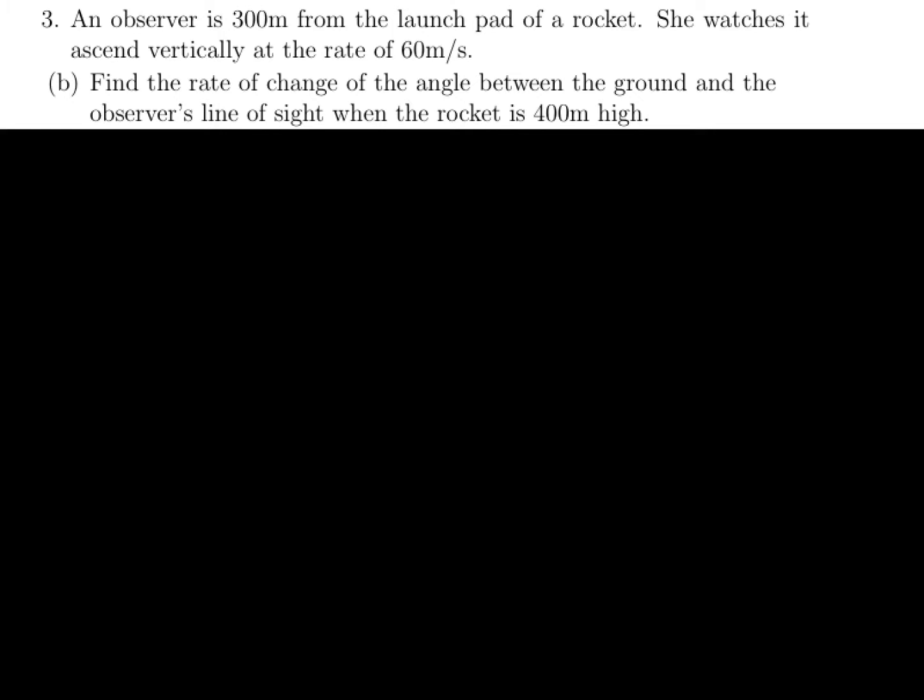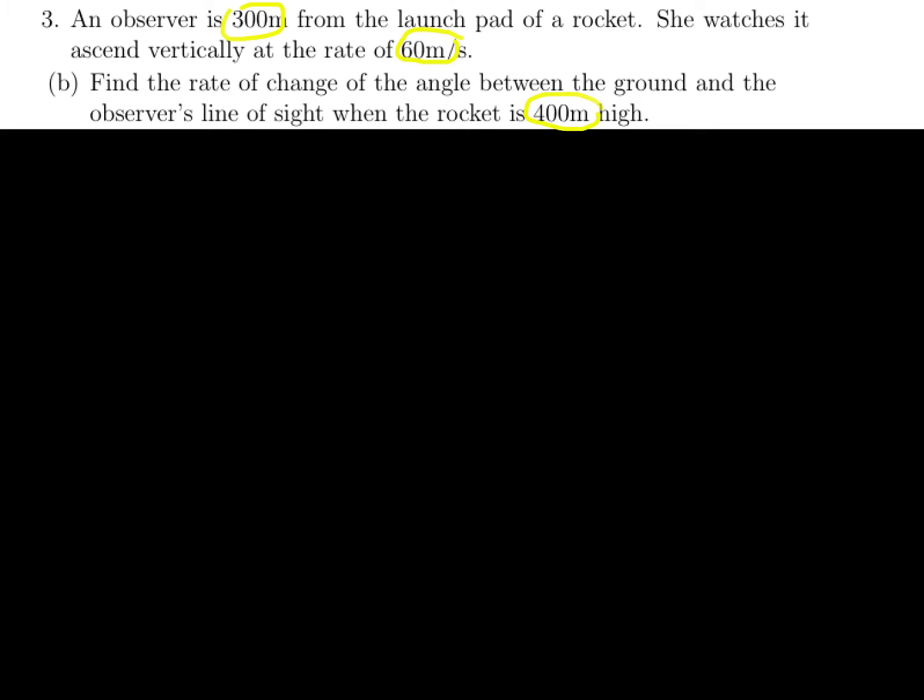So there's going to be a lot of repeated information as in problem 3A, but we'll go through the same process. We have, circling our key numbers, that the observer is 300 meters from the launch pad, ascending 60 meters per second, 400 meters high. Those are our key numbers.